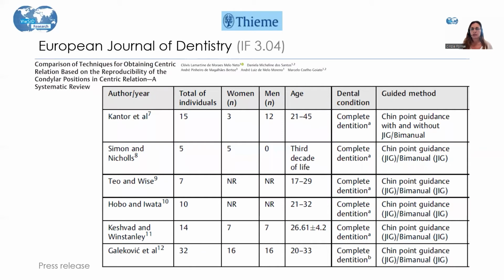The European Journal of Dentistry published a systematic review by De Moraes Meloneto et al. on the reproducibility of bimanual technique versus chin-guided technique for obtaining centric relation, based on 6 papers. 3 of these found that the bimanual technique allowed for greater reproducibility of condylar position. 1 found a chin-guided technique superior to the bimanual technique, and the other 2 did not find any difference between these techniques. In sum, bimanual manipulation might seem preferable to chin guidance, but the outcomes are not clear-cut.